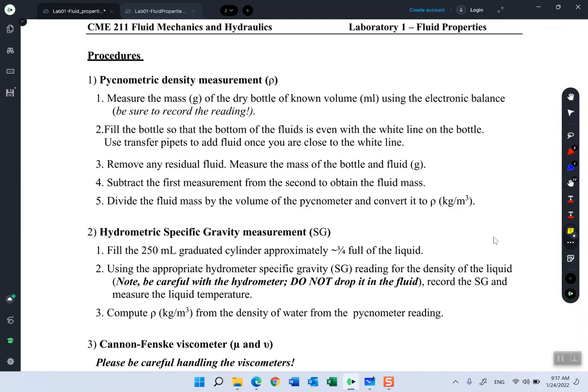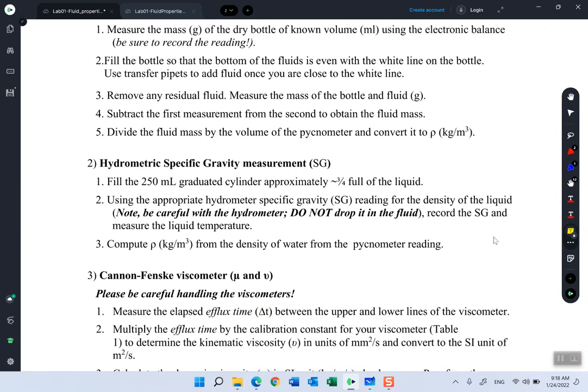Okay, so you can see the summary of the first experiment. We will go through it step by step. And the second experiment is the hydrometric specific gravity. The purpose of this experiment is also to know the density of a certain fluid. But here we are going to follow a different approach. We are not going to use the pycnometer, we are going to use something called the hydrometer.